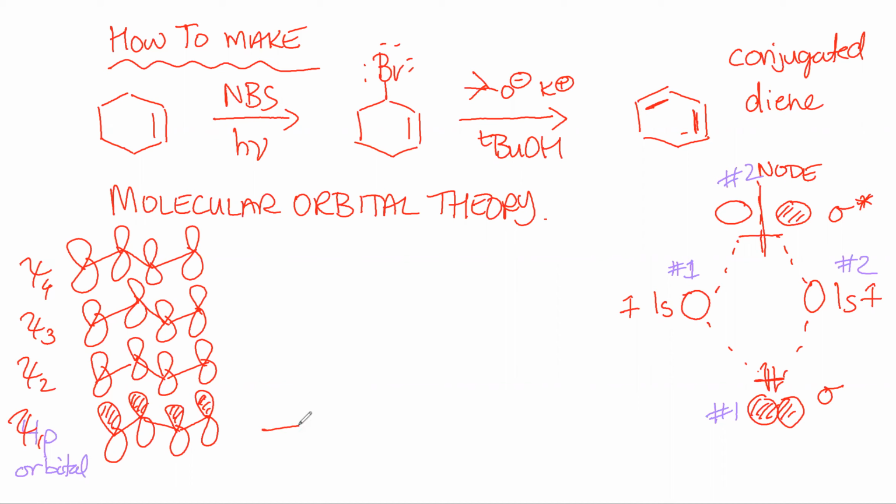Then as you go up, each time you add a nodal plane. I'll draw the little nodal plane in blue. The nodal plane is going to be right there. When you cross from one side of the nodal plane to the other, the phase has to change. So the second highest orbital would have these 2 in phase and these 2 in phase.